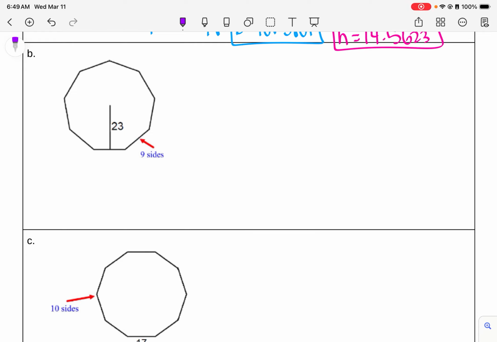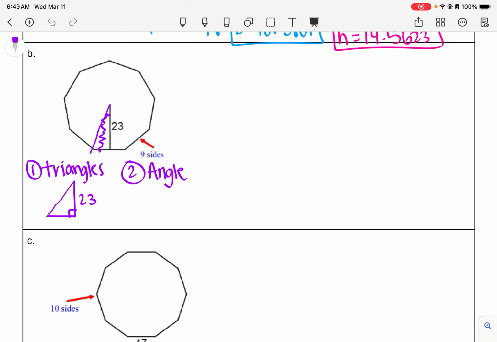All right, question 2B. The first step is to find triangles, cut them into triangles. So then I am going to draw that picture separately. So the 23 right here is the height of the triangle. And then I'm going to go to step 2, which is find an angle.